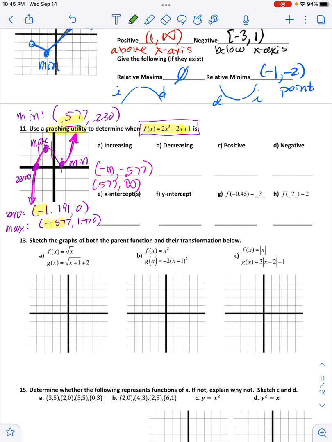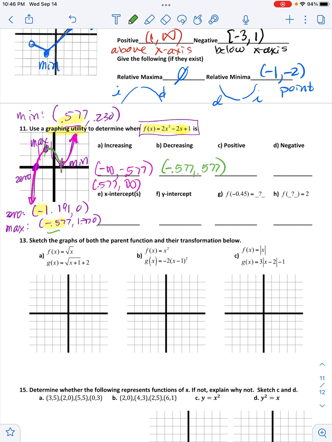The part that decreases is from here on down. Right there is my area of decrease. So from the max to the min, which means I'm going from the x coordinate of my max to the x coordinate of my min.